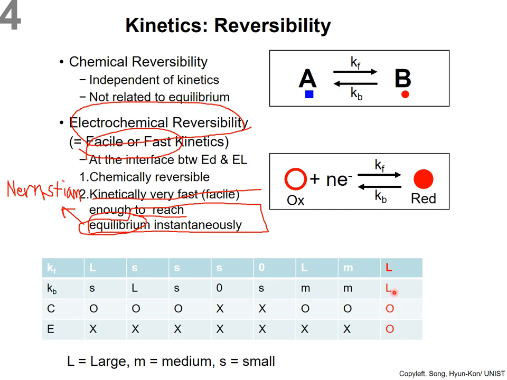So we have very fast forward and backward reactions. Then we could easily reach equilibrium instantaneously. That is the electrochemical reversibility. Again, electrochemical reversibility has the concept of kinetics, which should be very fast.